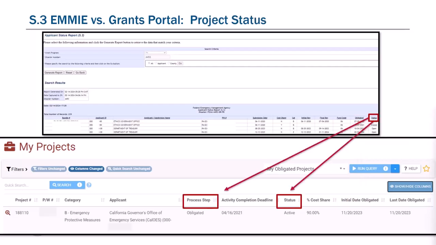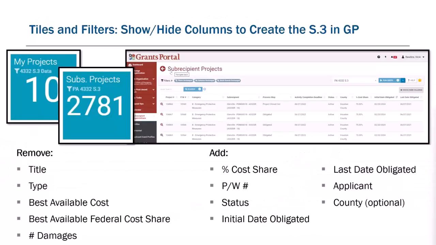In EMMIE, it shows status. In Grants Portal, you will filter that information by process step and status. The process step and status fields can be used to provide the same context as the status field provided in EMMIE. So in creating your S3 tile, the filters can be created for just an applicant or by the recipient for all subrecipients.